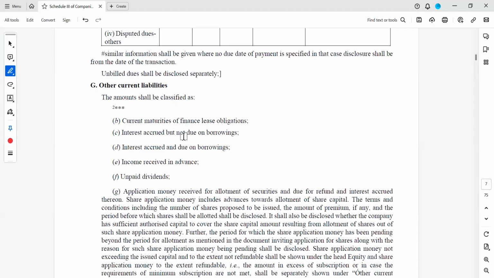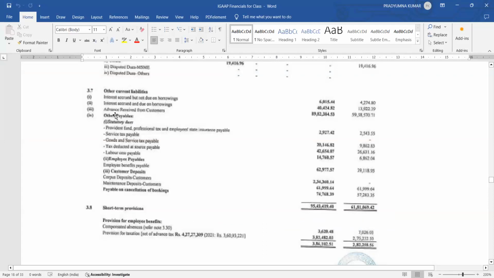Then income received in advance, advance received from customers. See here, huge money, 89,82,384 hundreds. Remember, this is in hundreds; that's why I'm specifying hundreds. So this much advance is there. Why? Because I told you this is a construction company. Whatever monies have been received have been taken to advances, apart from the percentage completion method. We will see when we come to income how much income they are recognizing.